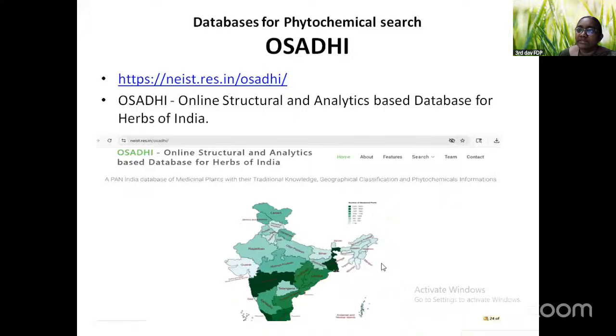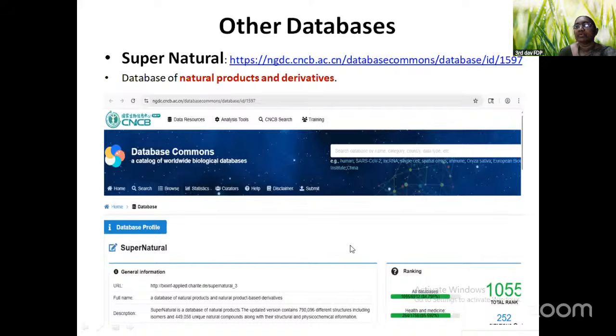And the last one in the phytochemical search is Oshadi. This is the online structural and analytics database for the herbs of India. This is the website link, and this is the home page for Oshadi. Other databases are SuperNatural. A few of these databases are also included in our syllabus in the 601T and 604T subjects.